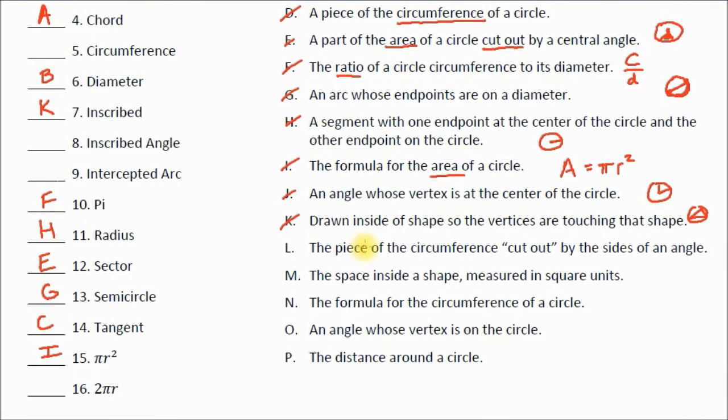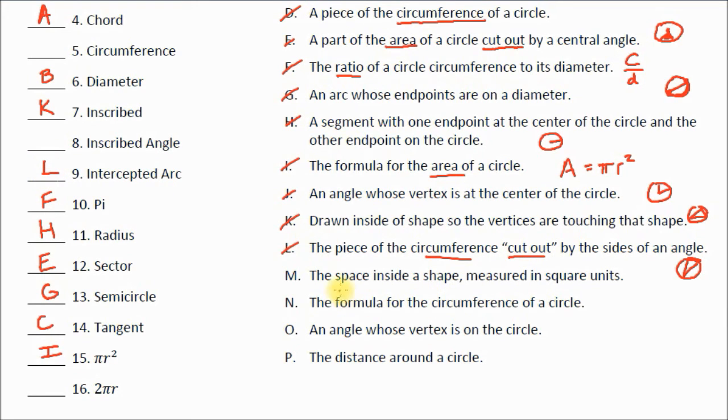Letter L, the piece of the circumference cut out by the sides of an angle. So if we drew that one, you would see that we're going to draw an angle, and we're going to cut this piece out. We've been calling that an intercepted arc. L is intercepted arc.